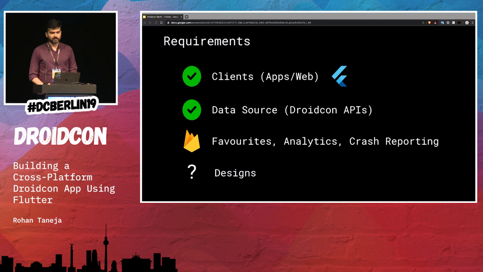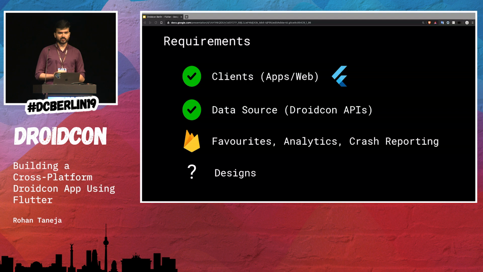Next, we looked at the requirements. The requirements were that we would build our clients in Flutter. That was sorted out. We had a data source in the form of the APIs provided by DroidCon. They were kind enough to provide it to us on the same day that we requested it. And we also wanted to add the functionality to add a session to your favorites so that you don't need to look through the list on the day of the conference. Just look at your favorites.